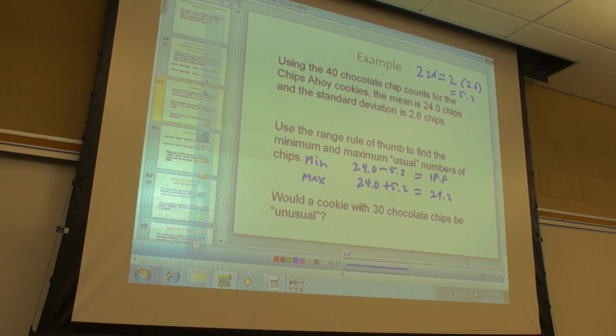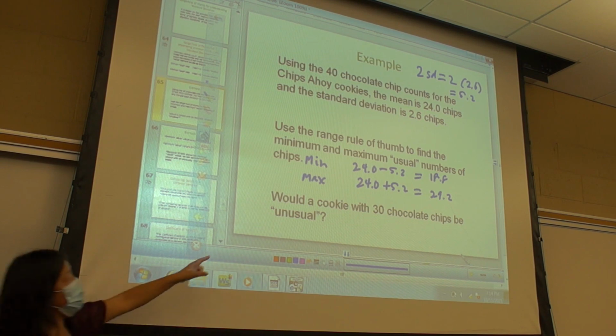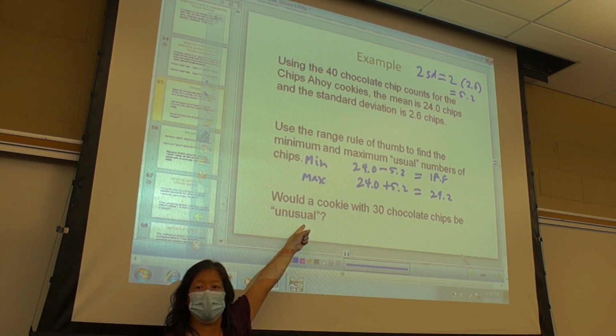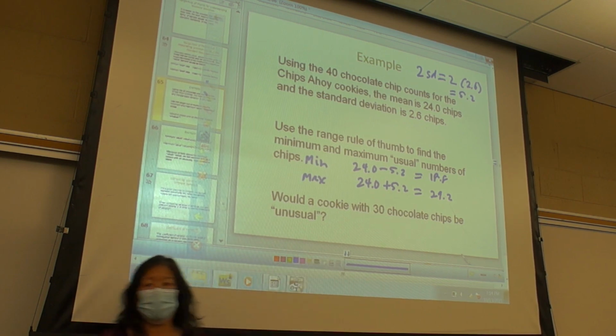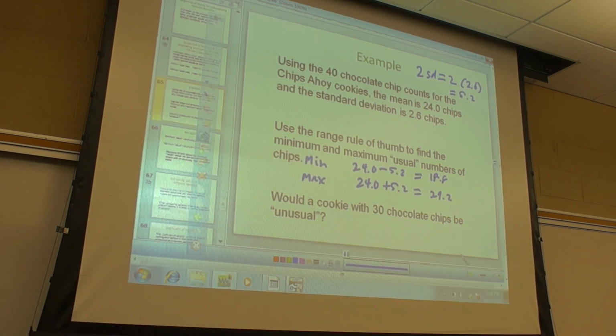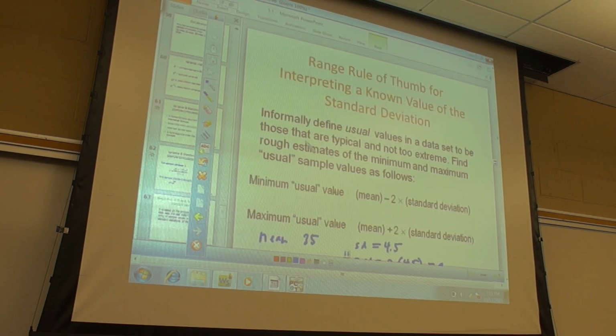Good. Is everybody kind of with me on this part? Yeah. So would 30 chocolate chip cookies be unusual? Yes, it's outside of the range. Is everyone on board? Yes. Okay. What goes in here? The top part. Oh, this is the range rule of thumb. The very top of the page is the range rule of thumb. This should be it. This is the thing you're doing.